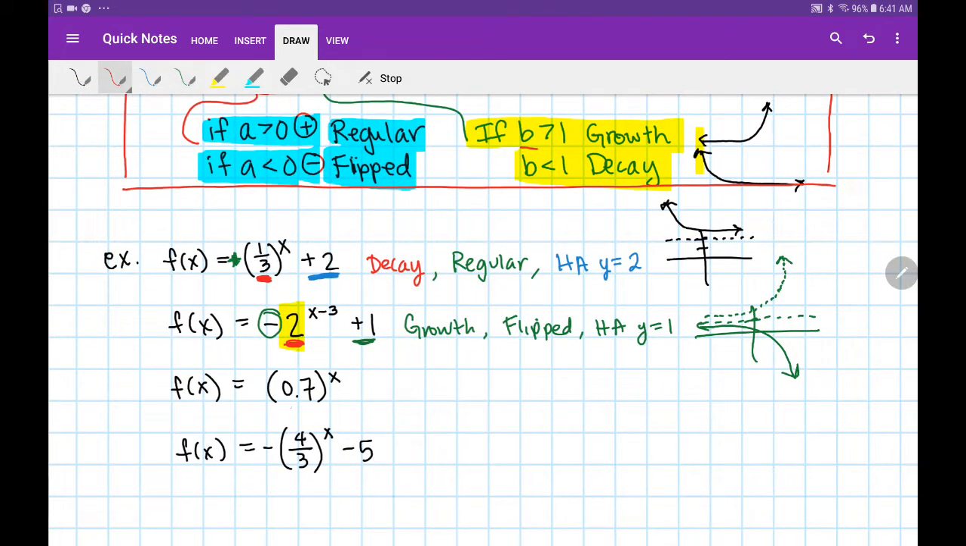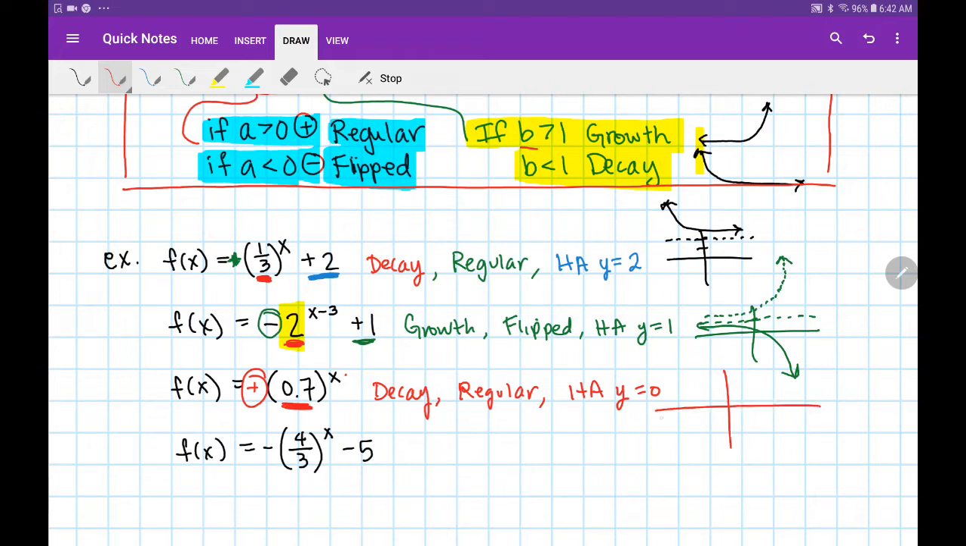Another. So looking at the inside first, is this growth or decay? If you said decay, you're correct because that's less than 1. Next, look at the sign out in front. Is that regular or flipped? If you said regular, then you'd be correct because there is no negative out in the front. It's a positive. And then look at the end. What's the number being added on at the end? So since there is no number at the end, our horizontal asymptote is just y equals 0.